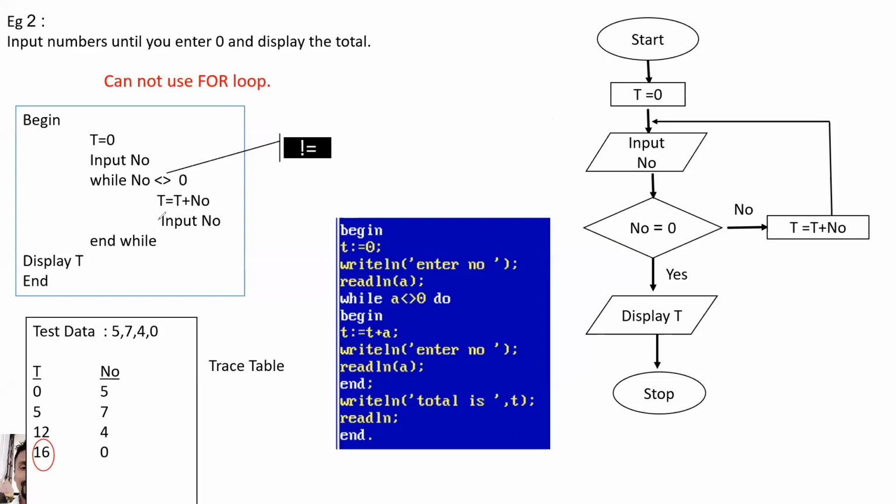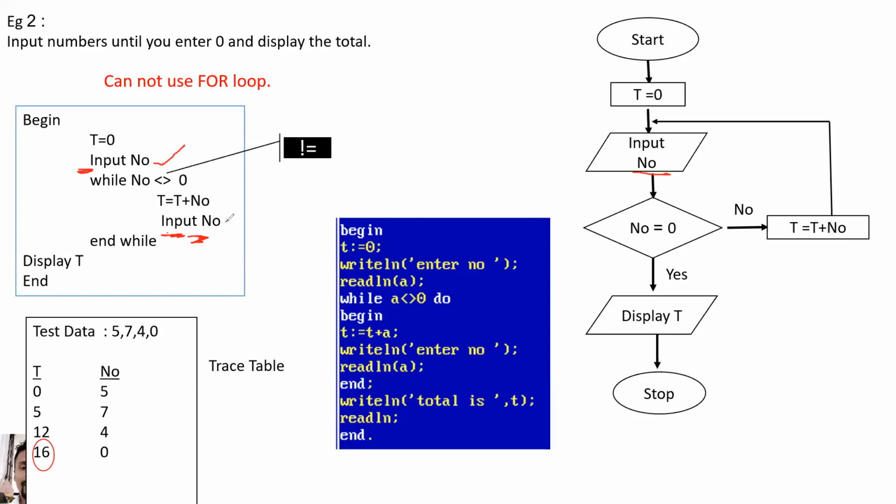Now here is another thing I want to tell. In this flowchart we are using input number only one time, but here I am taking it two times. I am taking it here also. Why is that? This is the place where I am taking the first number. If you give 0, what will happen? It will exit from the loop and display the 0. That is the first time. From the second number onward, you are taking from here.